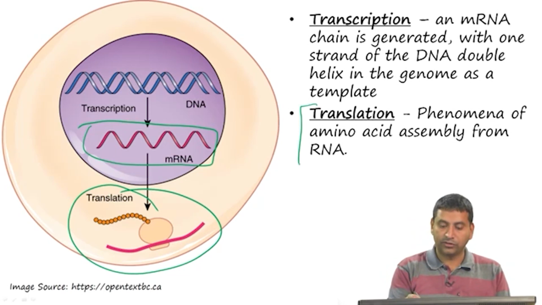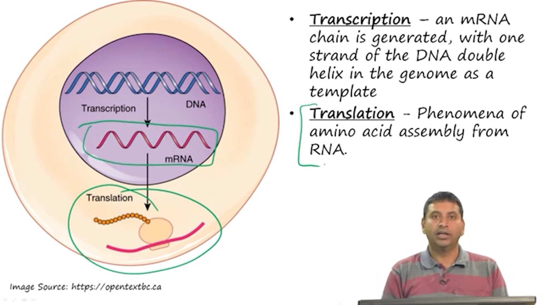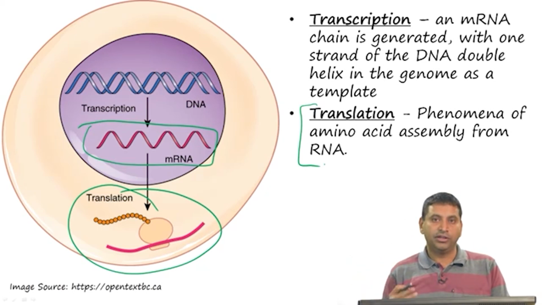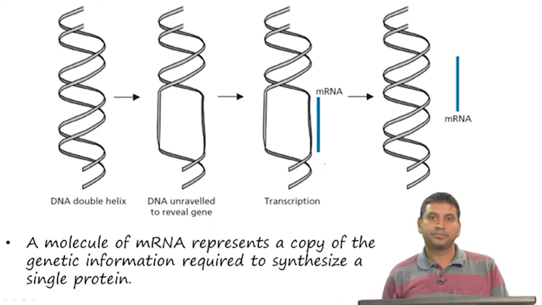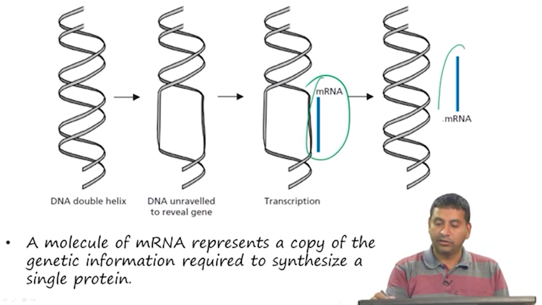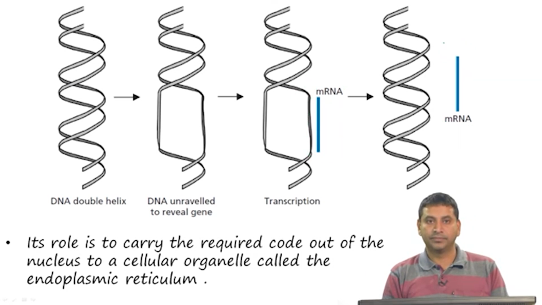Protein synthesis is a process called translation, where the code that mRNA is carrying with it goes to the endoplasmic reticulum and the ribosome there, and that is converted using the machinery to produce a protein. So, for mRNA, the transcription happens first by exposing the gene, and then the mRNA is synthesized over here, and then mRNA is produced. Its role, as we discussed earlier, is to carry the required code out of the nucleus to a cellular organelle known as the endoplasmic reticulum.